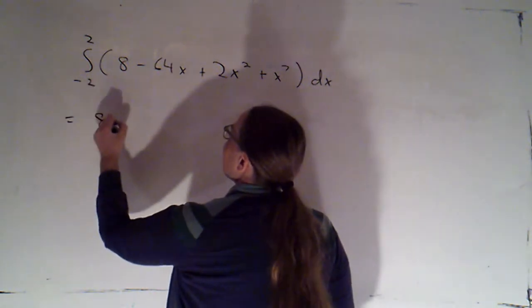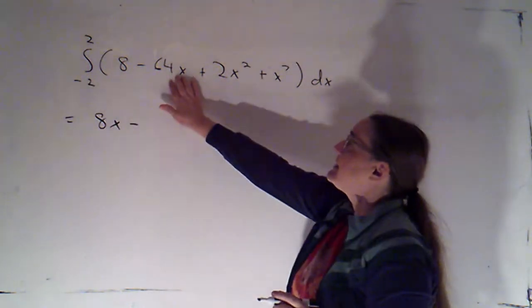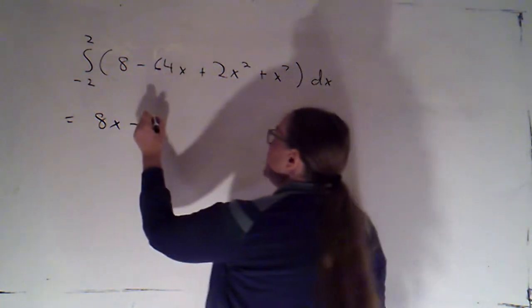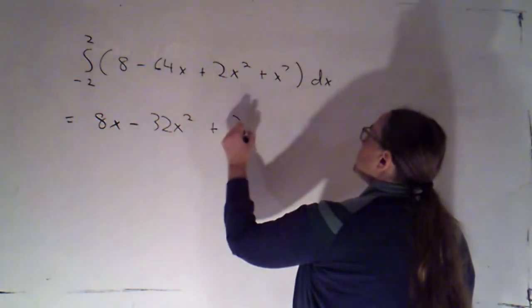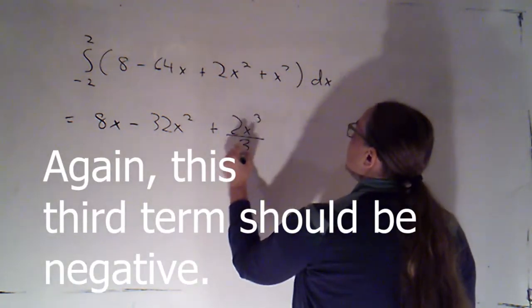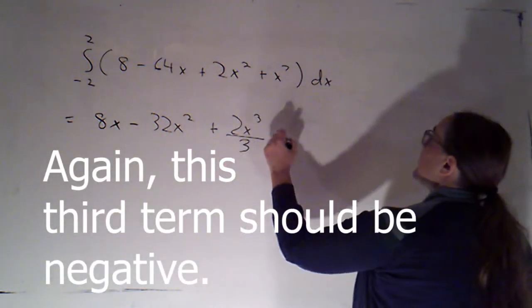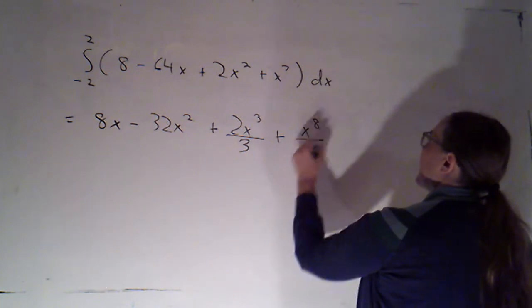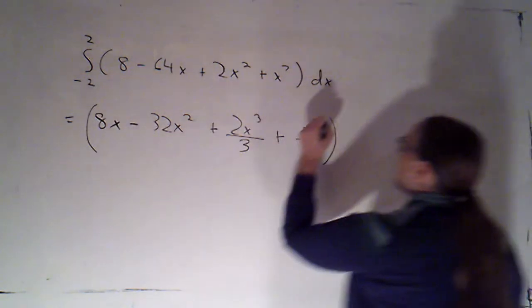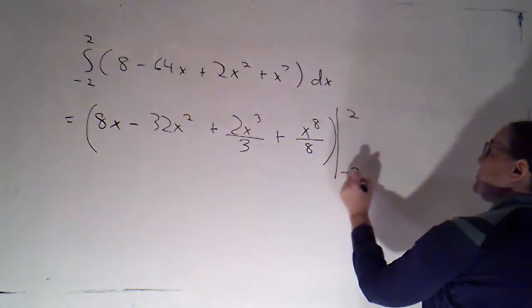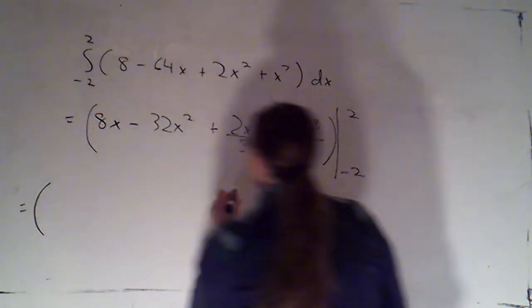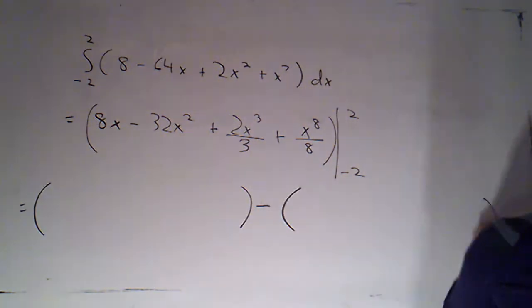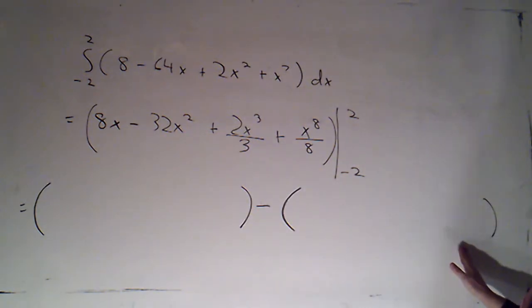So we'll get 8x minus 64x squared over 2, which will be 32x squared, plus 2x cubed over 3, plus x to the 8th over 8, and all of that is evaluated between 2 and negative 2. So we'll get what we get at 2 minus what we get at negative 2.